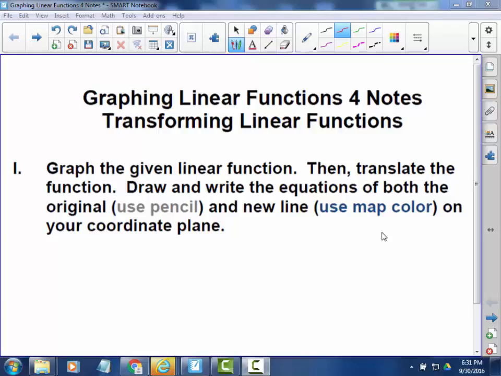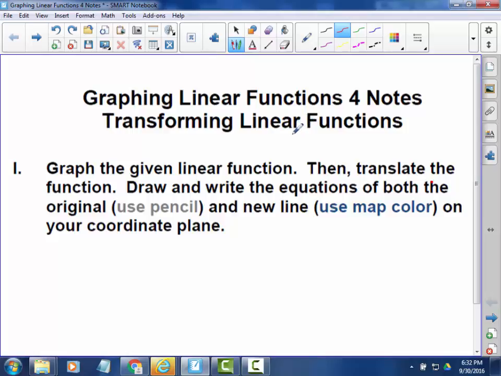So today is about graphing linear functions 4, and it's transforming linear functions. It says to graph a given linear function, then translate the function, and draw and write the equations of both the original and the new line using a map color and a pencil.